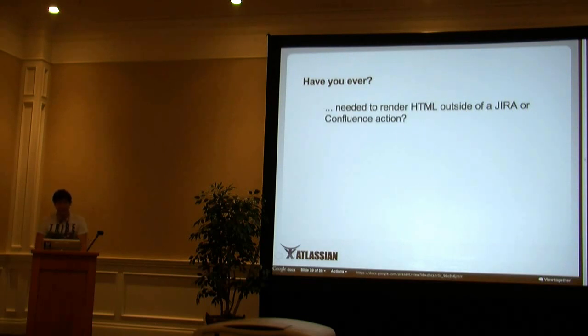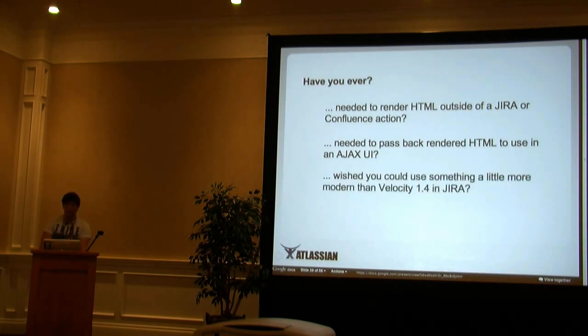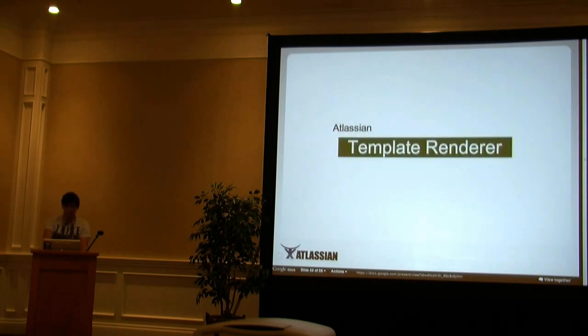Have you ever needed to render HTML outside of a Jira or Confluence action and had a hard time finding the APIs to do so in whichever application you're developing against? Or have you ever needed to pass back rendered HTML for use in an Ajax UI? Or have you ever wished you could use something a little more modern than Velocity 1.4 in Jira? Well, the Atlassian template renderer might help you out.